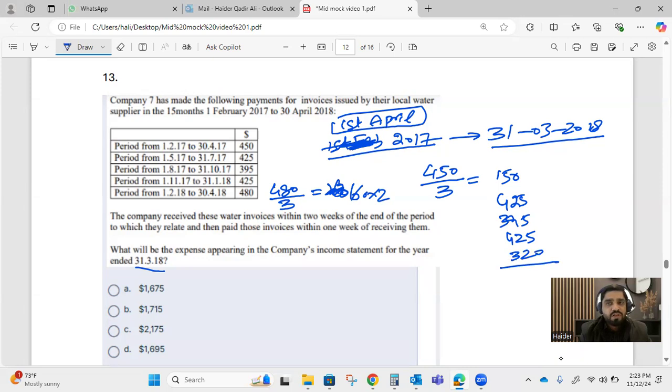If you add all these expenses now, it becomes the expense of the year ending at 31st March, starting from 1st April 2017. So we are using accrual accounting, and the total of all these will be 1,715 dollars. So the answer is B. B is the correct answer. I hope you understood this question.